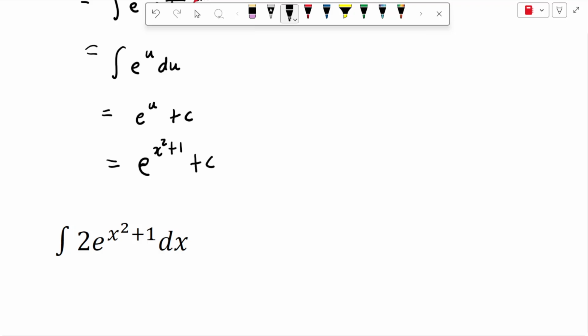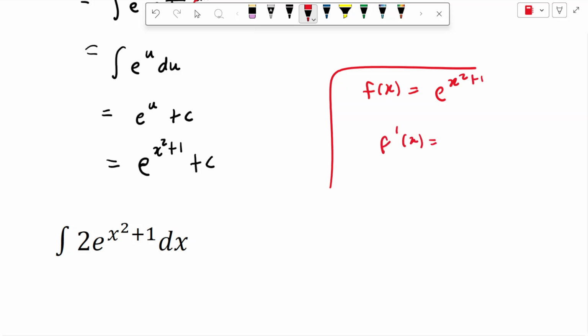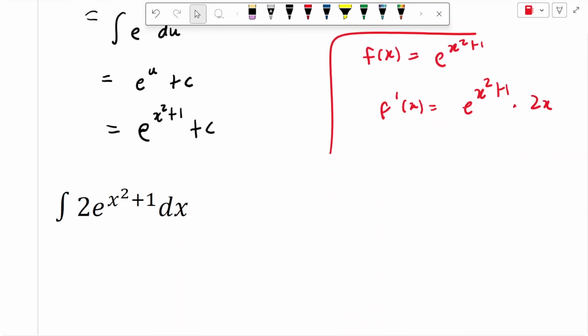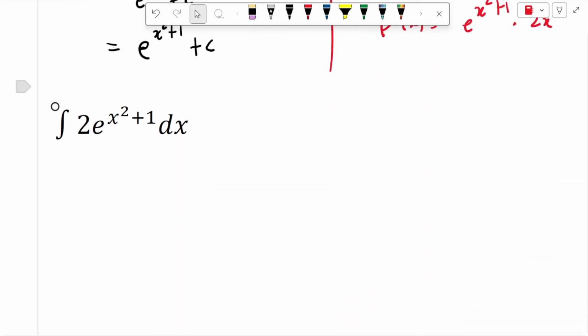And that's the integral. I just want to take a sec to differentiate this. So if f(x) is e to the x squared plus 1, f'(x) is going to be e to the x squared plus 1 times the baby, which is 2x. And that is indeed what we started with. So we know that it's the correct integral.